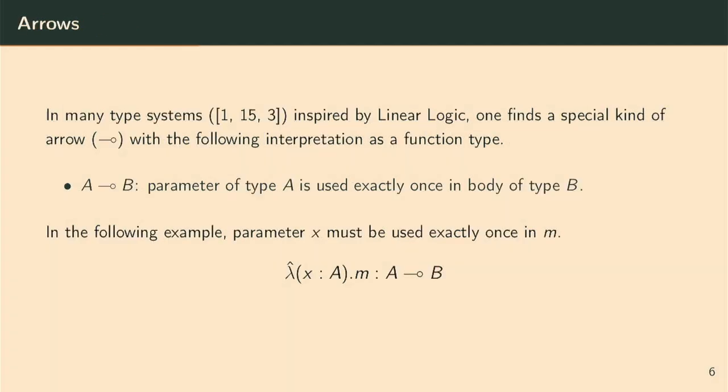So in many type systems inspired by linear logic, one finds these kinds of lollipop arrows with the following interpretation as a function type. So when we say A lolly B, this is the type of a function whose parameter of type A is used exactly once in the body of the function. So here's a very simple example of what we mean by this. Here we have a very simple lambda expression with a parameter x of type A and a body M of type B. And this says that the parameter x can only be used once inside of M. Okay, so what can we do with this?